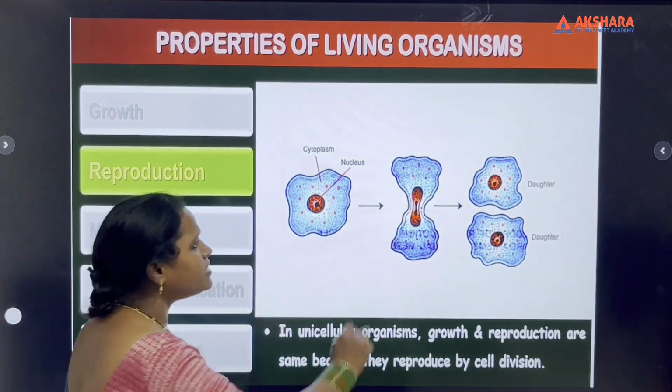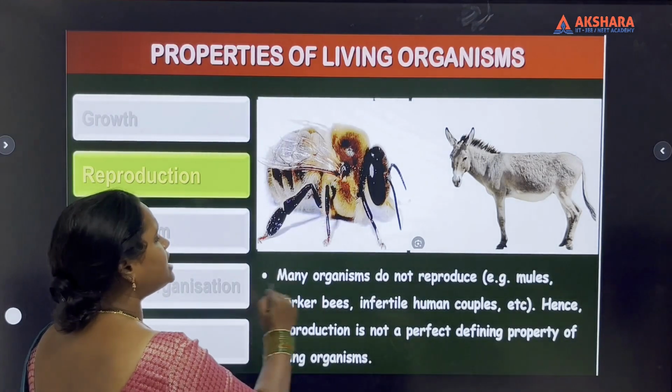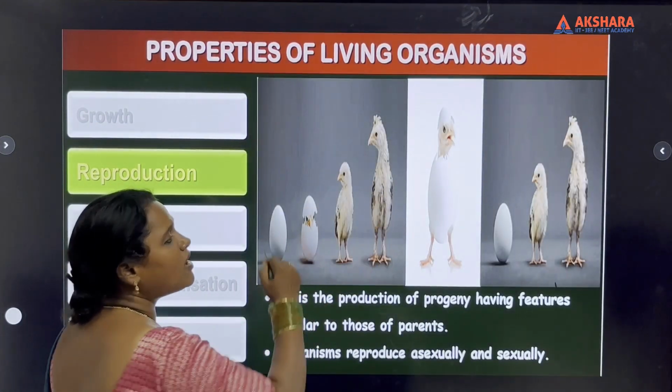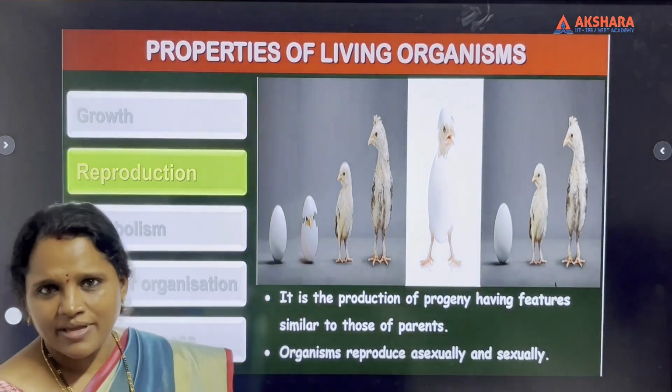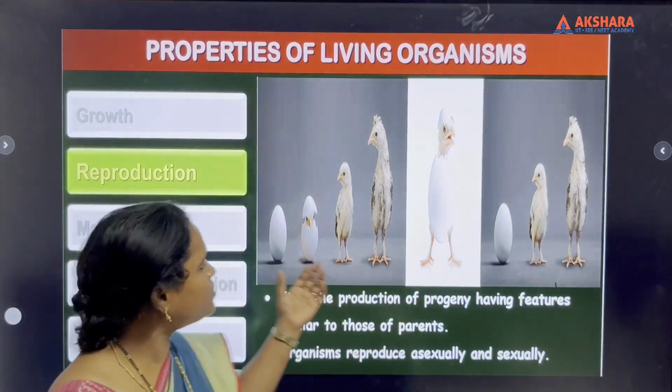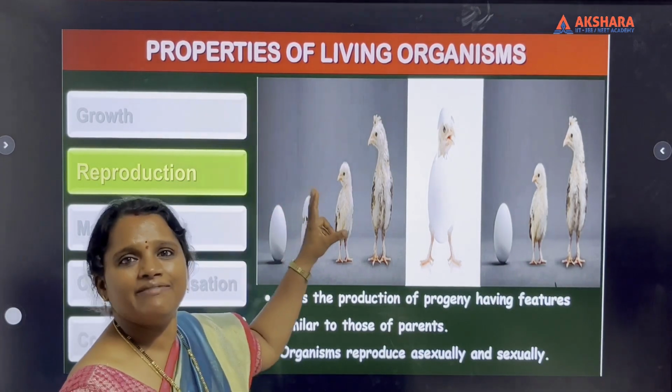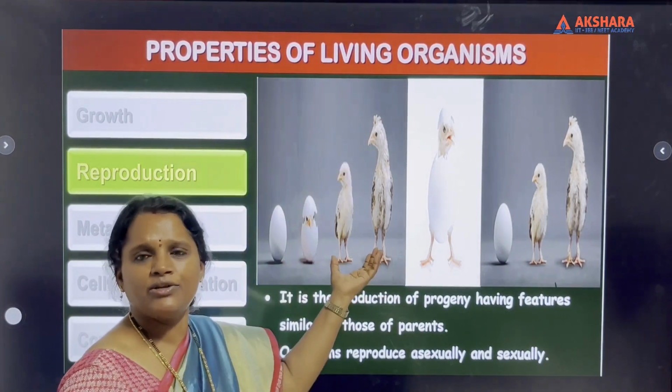Coming to the sexual mode of reproduction. In the sexual mode of reproduction, organisms usually involve a fusion of gametes. Gametes fuse to form a zygote. The zygote gradually divides and produces an adult organism.